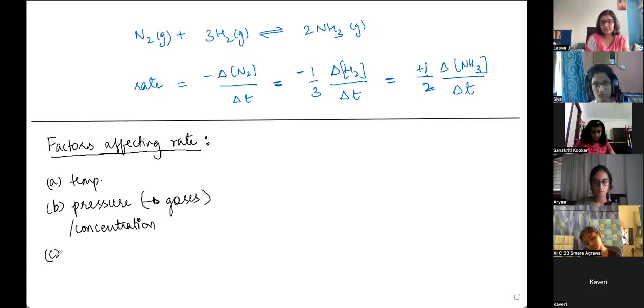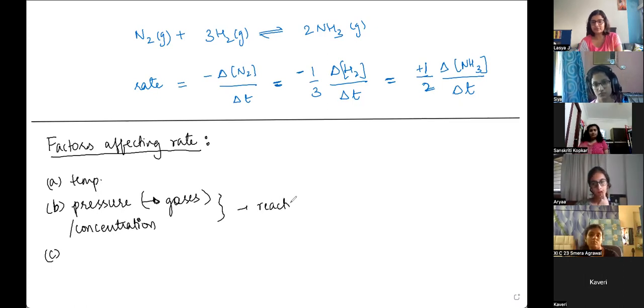How else do you increase or decrease the rate of a reaction? So when we say pressure or concentration, both, it's reactants mainly. Products will push the reaction backwards, so that also will affect it, but we're not going to worry about products right now. We'll focus on the reactants. Okay, so we have temperature, we have concentration or pressure.